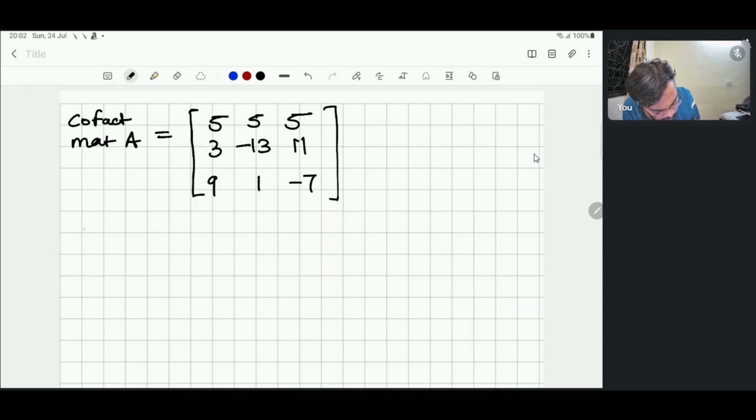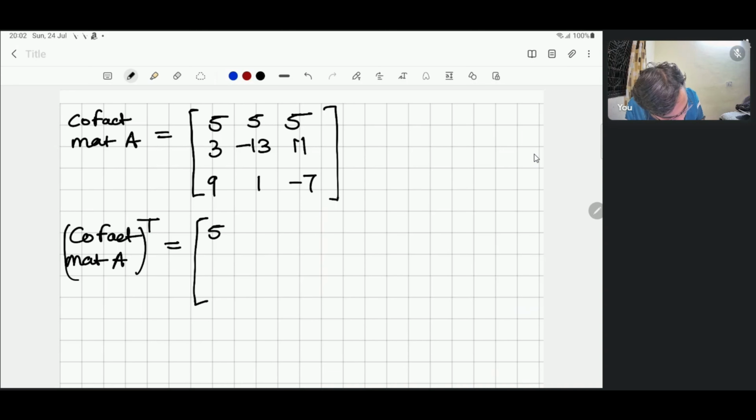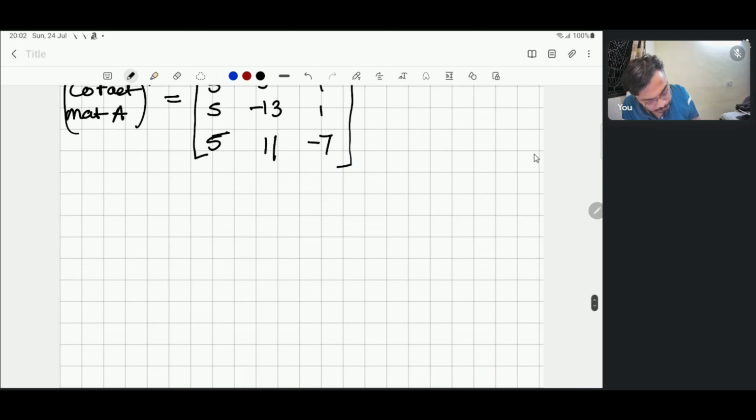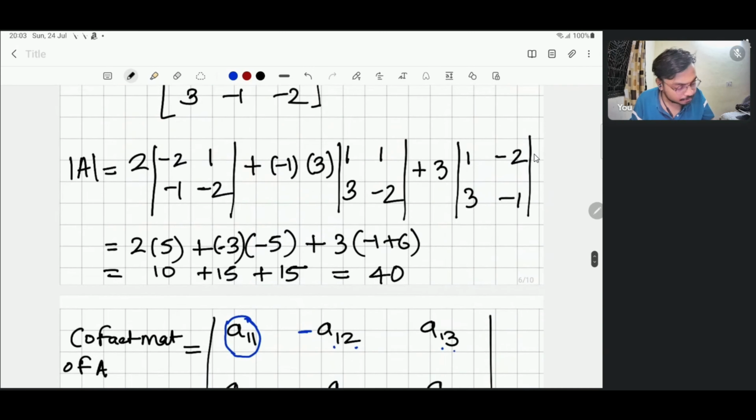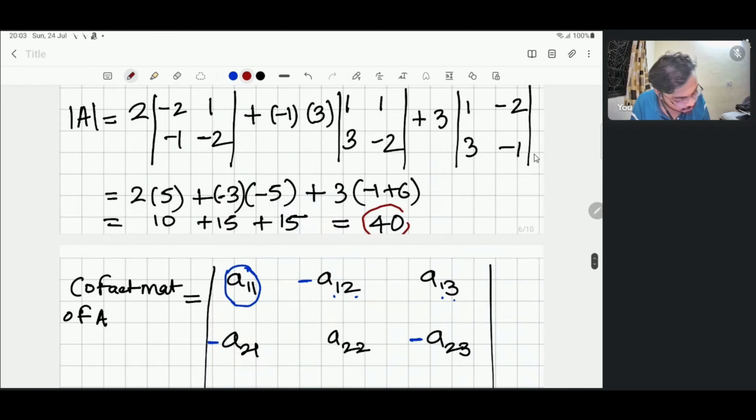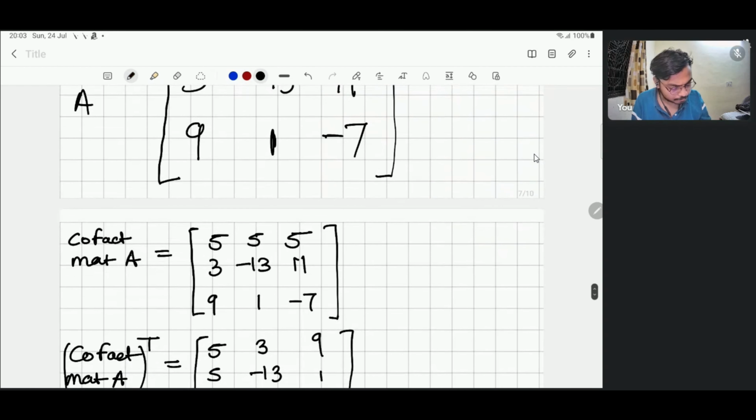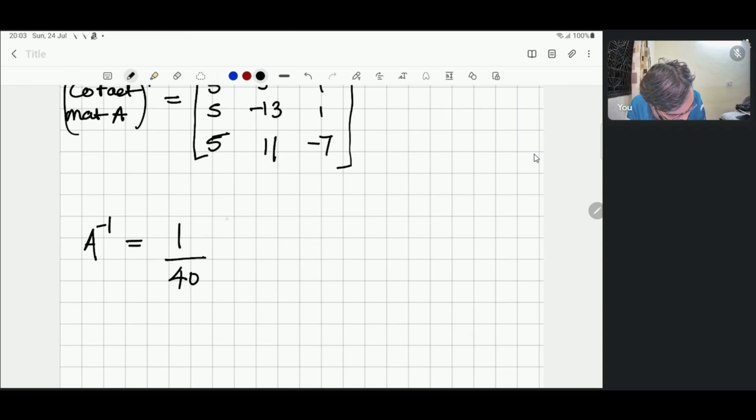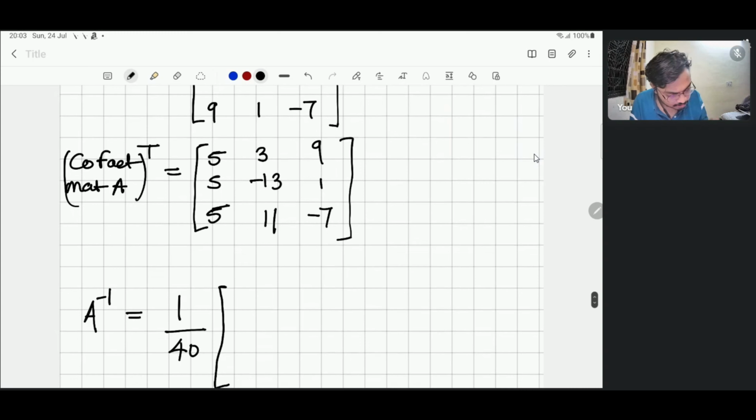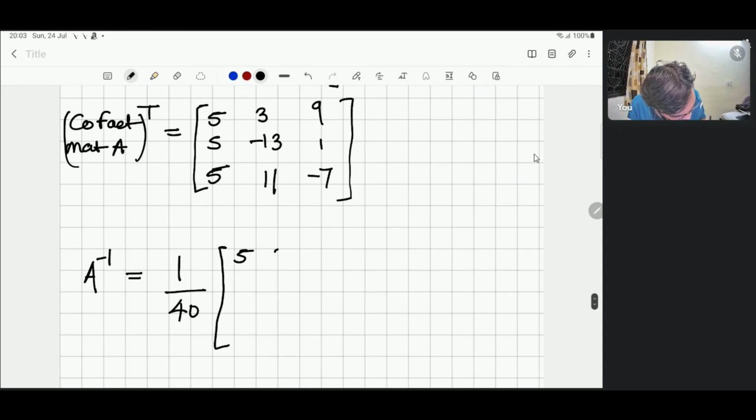So taking the transpose, we know we will interchange rows with the columns. So 5 5 5 will become a column, then 3 minus 13 11, and 9 1 minus 7. So what is your A inverse? A inverse is 1 upon determinant of A, that we have calculated earlier as 40, so 1 upon 40 into the transpose of cofactor matrix of A, that is 5 3 9, 5 minus 13 1, 5 11 minus 7.